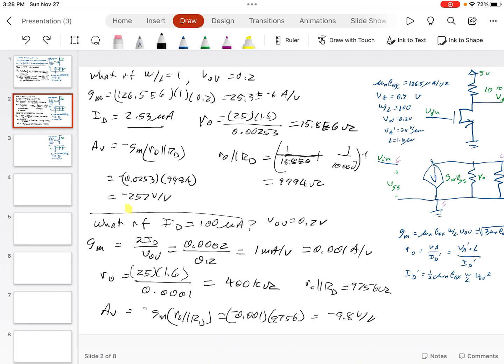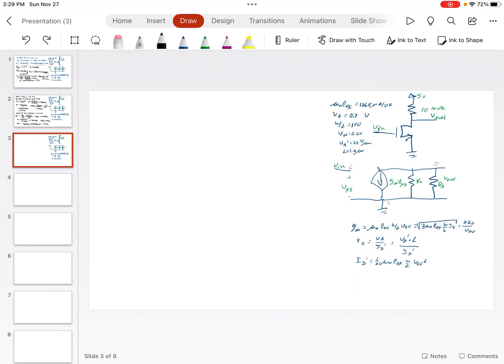You have to recalculate a whole bunch of stuff, and it just isn't straightforward to always guess what's going to happen. You have to figure it out. You have to calculate it or simulate it. What if we had a current of 0.75 milliamps? So that's 750 microamps. That's a current.